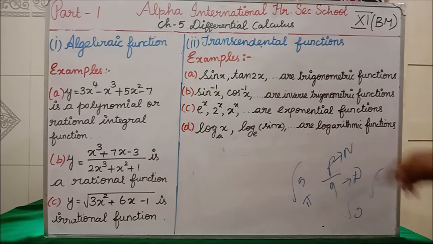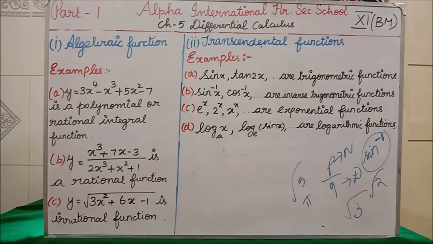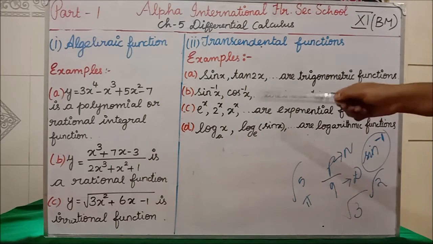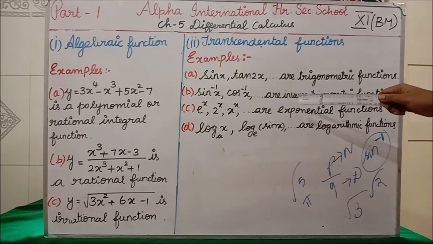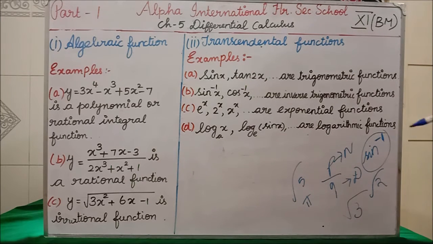Clear? Then D, sine inverse of x. If I write the minus 1 on the top of sine, then this is what? Sine inverse you have to say. Sine inverse of x, cos inverse of x. These are inverse trigonometric functions. This is also a trigonometric function, but here we have the inverse, minus 1. In sine top, if you write minus 1, that is the inverse.